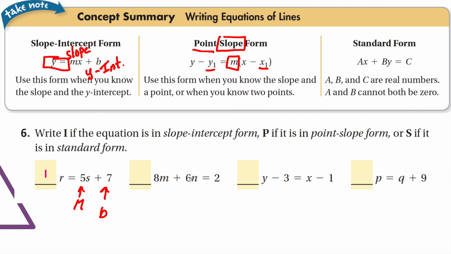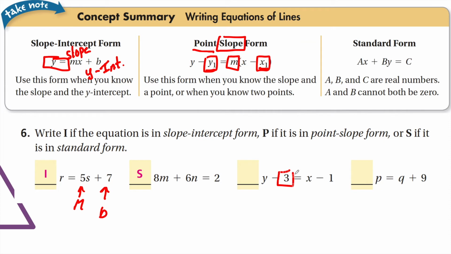8m plus 6n equals 2. Well, it looks like we have two different variables on the left-hand side, and both the point-slope and the standard form do allow having variables, but like I said before, the y1 and the x1 are from points. So these will actually be numbers. So the one that I'm going to look for would be the standard form, which means I'm going to put an S right there.